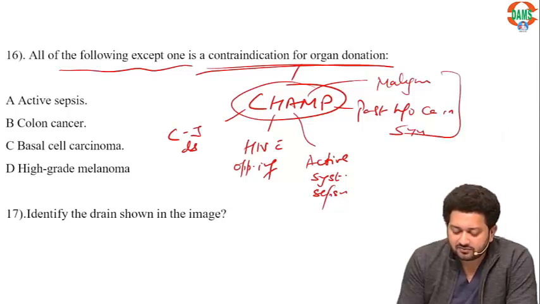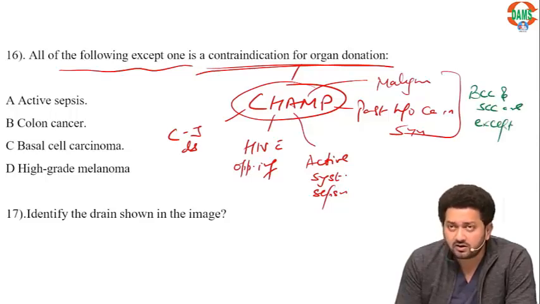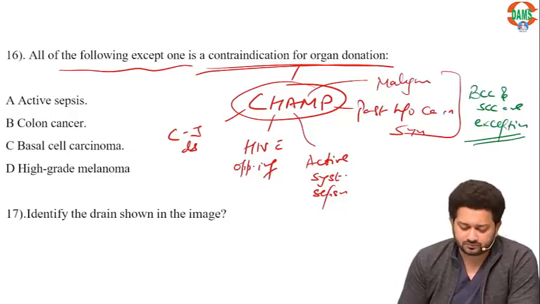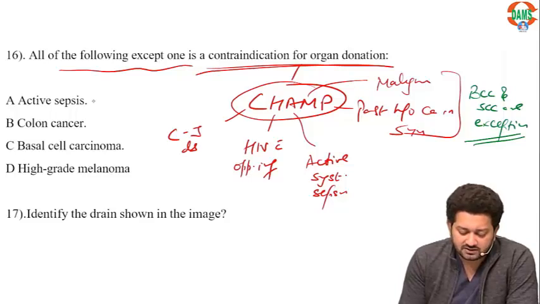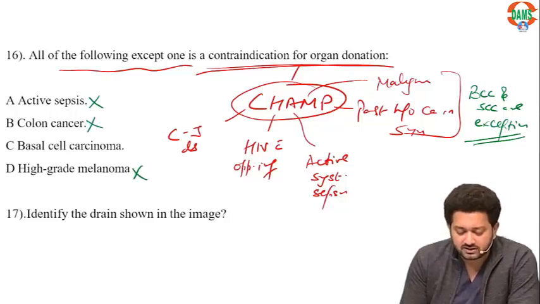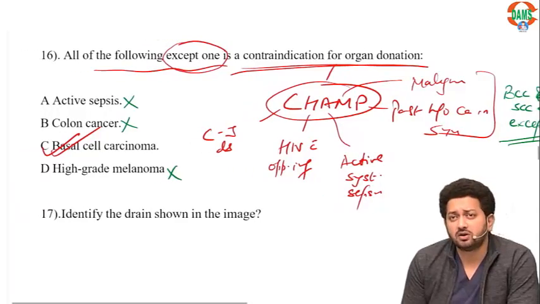In malignancy and past history of malignancy, basal cell carcinoma and squamous cell carcinoma are exceptions because these are low grade tumors. So you can take the organ from these people. Active sepsis, you cannot, this is a contraindication. Cancer is a contraindication. Melanoma is a contraindication. Basal cell carcinoma is not a contraindication. That is our answer. All of the following except one, so they are asking which is not a contraindication.